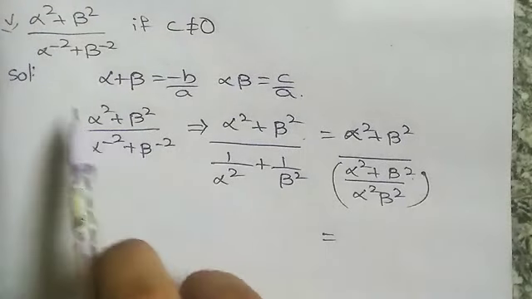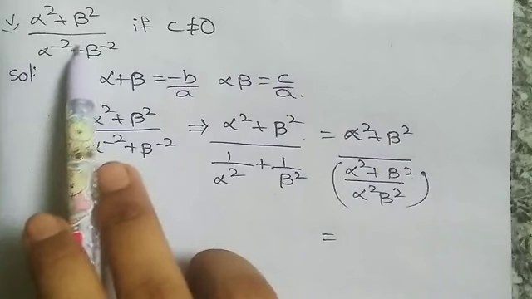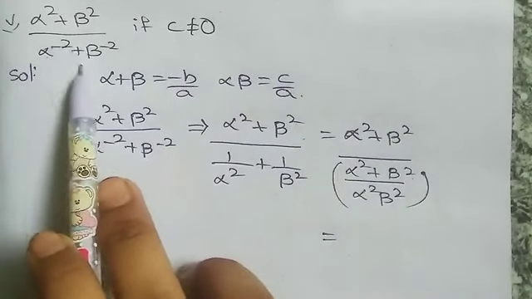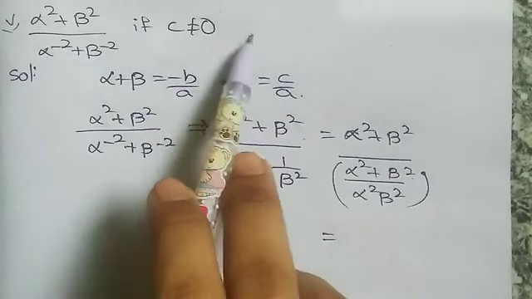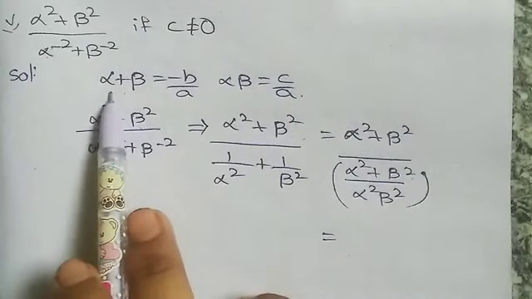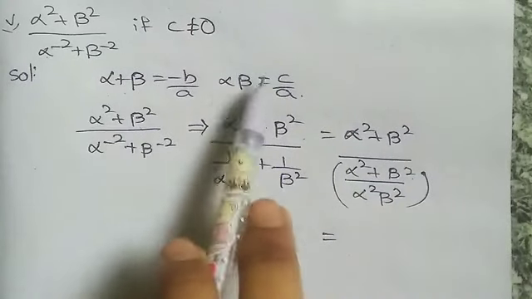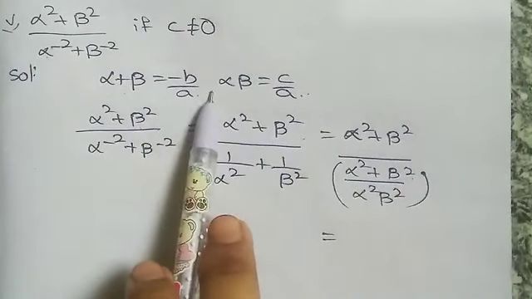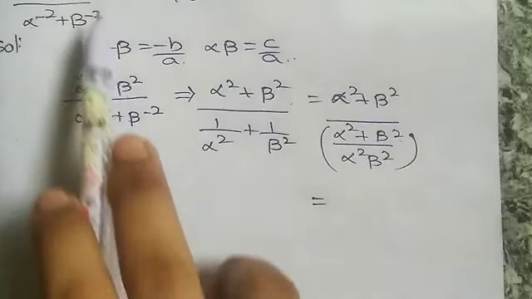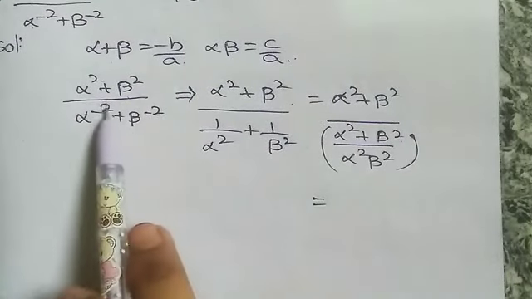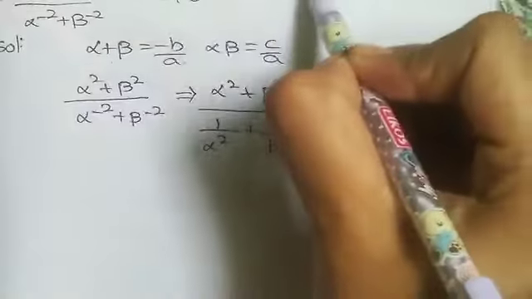This is the fifth problem. Alpha square plus beta square divided by alpha power minus 2 plus beta power minus 2, if c is not equal to 0. We know the values of alpha plus beta and alpha beta. Write them at the top. Now first of all, we have to simplify this. So for this, it is in the form of a power minus 2.